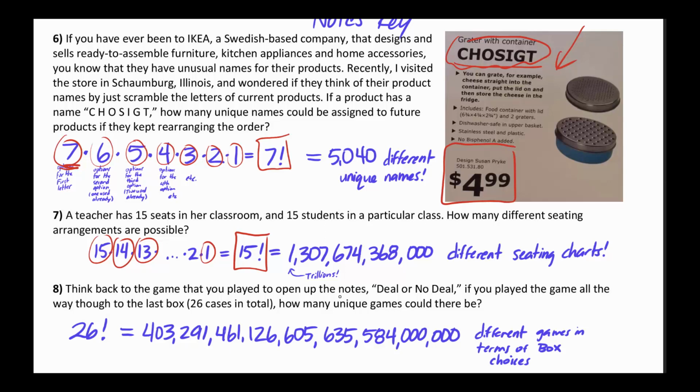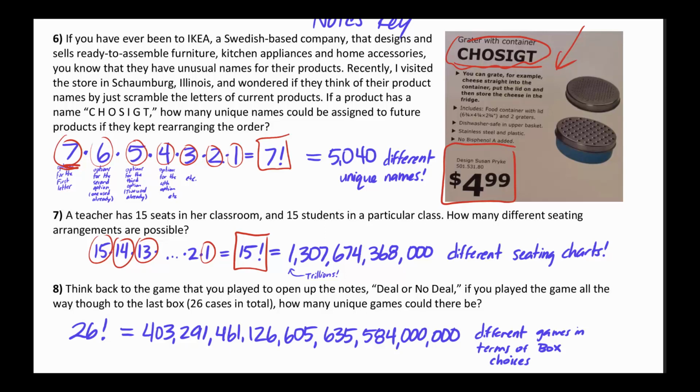Putting 26 factorial in your calculator, you are going to get scientific notation. So I did it on my computer. I don't even know how big this number is. It is gigantic. 403,291,461,126,605,635,584,000,000. That is a mind-blowingly big number. It's gigantic. And that's the different games that you could have in terms of choosing boxes.